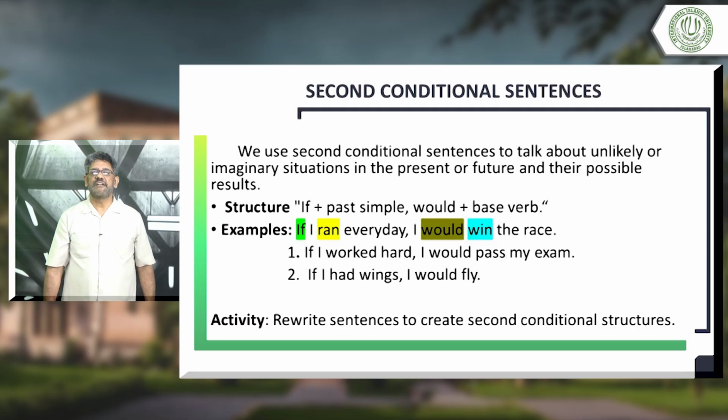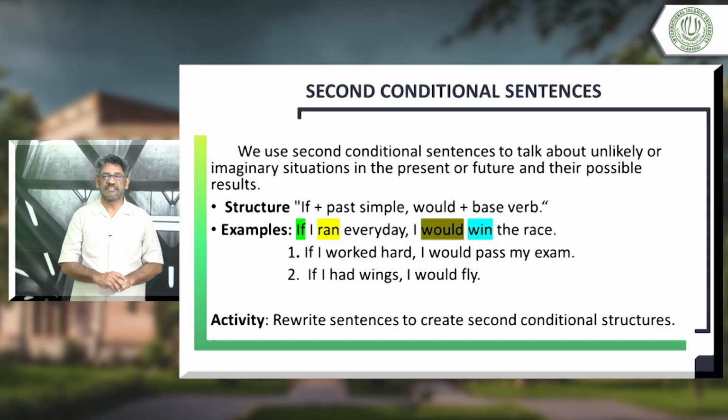Okay, second, conditional sentences. In these sentences we talk about situations which are unlikely or imaginary. We talked about unlikely or imaginary situations in the present or future and their possible results. Now, this is tricky. Structure: if plus past simple, comma, would plus base form. Now, this needs some explanation.